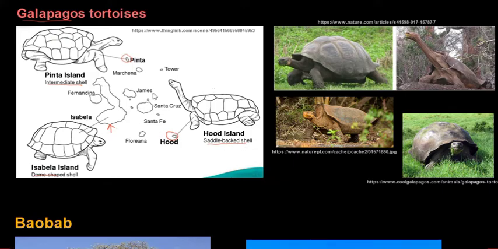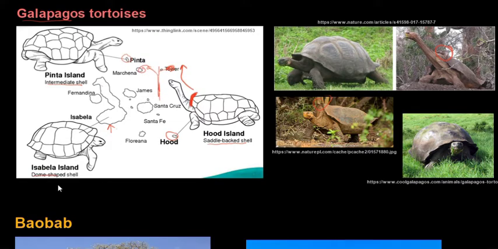Now, if you look at these tortoises pretty quickly, you won't really notice a difference. But looking at the saddleback tortoise, the shell actually goes up like a saddle, like you would get when riding a horse, and you can see it here. So why do they have this? It allows them to extend their necks, because the food on Hood Island is from small bushes and trees. So these tortoises need to be able to reach the leaves from these small plants.